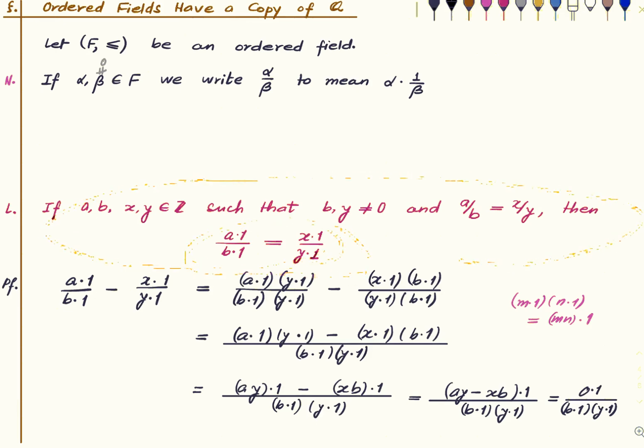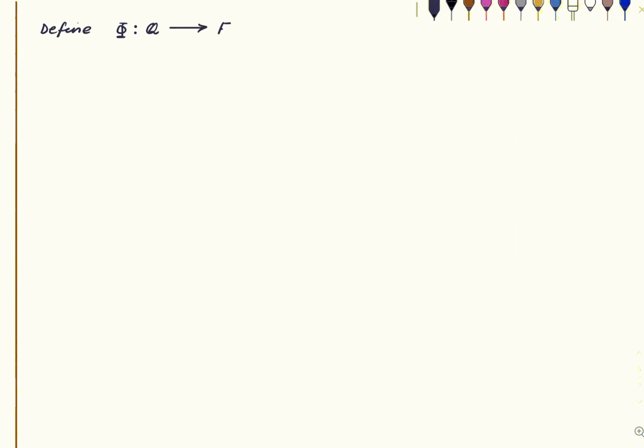So now to finally put an end to this discussion, what we can do is define a map capital phi from the rationals to our field as phi of a by b equals a dot 1 by b dot 1. This is our definition, and that's it.